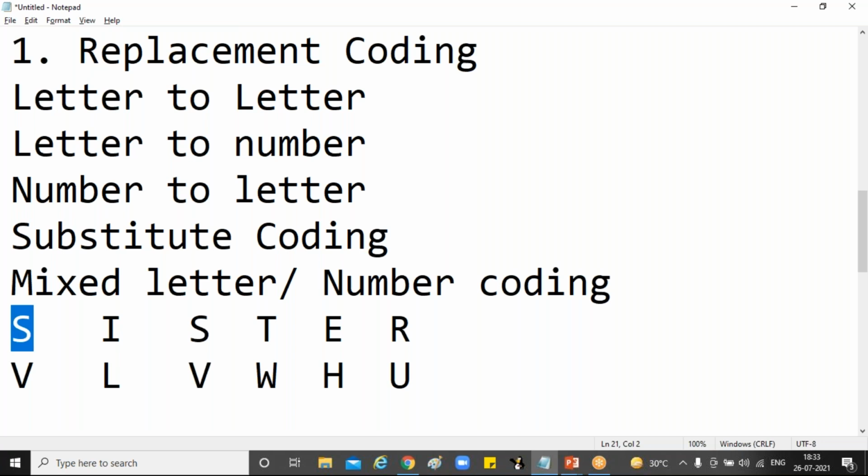So letter to letter means S replacing with V. Okay, that is called letter to letter. In case S is replacing with 1, that is letter to number, or number to letter. 1 means S. Okay.